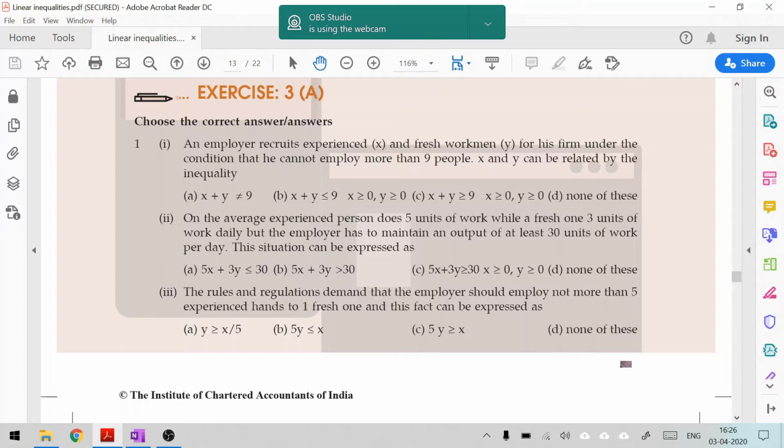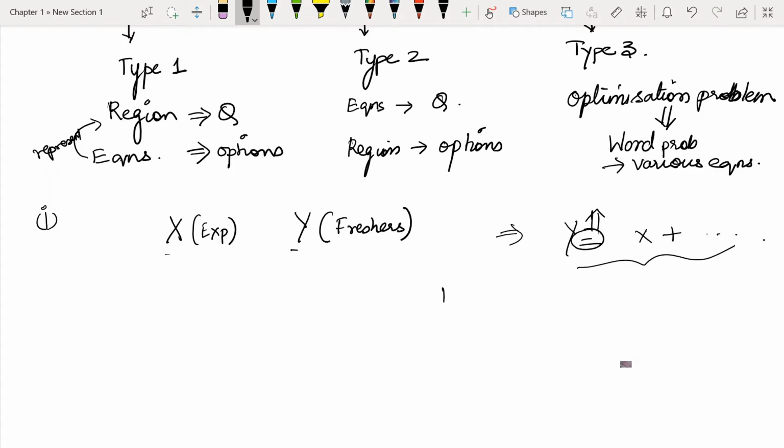So he can employ a maximum of how many people? 9 people only. So he can employ experienced and freshman put together 9 people at the max. So the number of people he will employ will be either equal to 9 or less than 9. So this will be the answer. Is it easy? It's only logic.